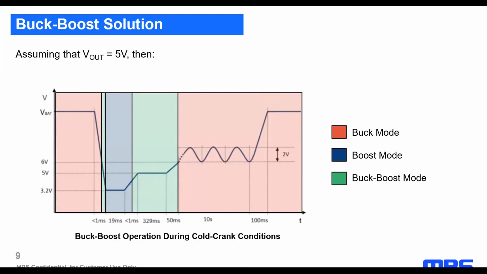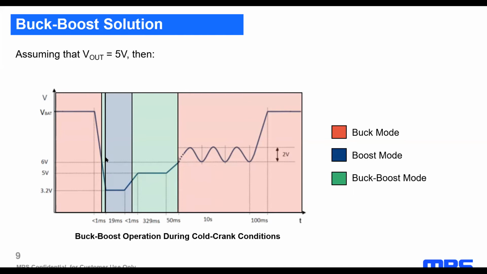To see clearly what happens during cold crank, this slide presents how the converter will work theoretically. Assuming an output voltage of 5 volts, at the beginning of the profile, when the input voltage is around 11 volts, the voltage of the battery, and it starts to decrease, the converter will work in buck mode. Then there will be a short period of time where the 2 remaining switches will start to commute. That is where the voltage is around 5 volts.